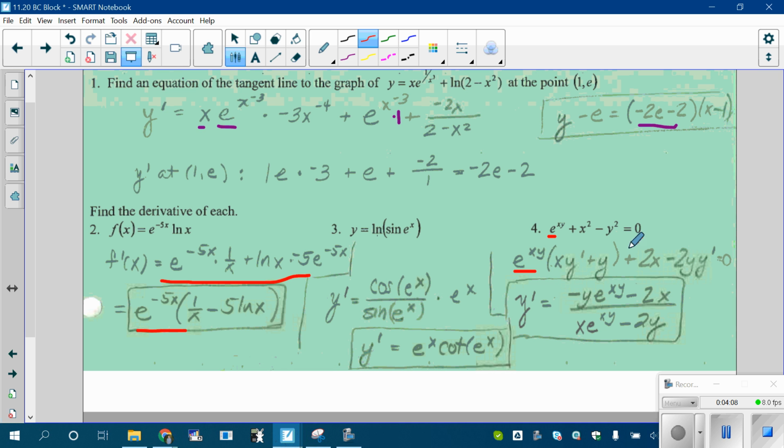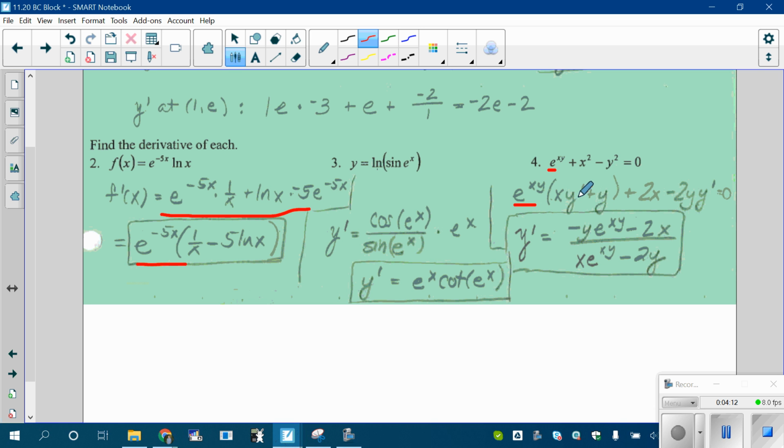Then you've got to solve for y prime. There are a few steps skipped here, so I can show you those if you want to check. You're going to have these terms.